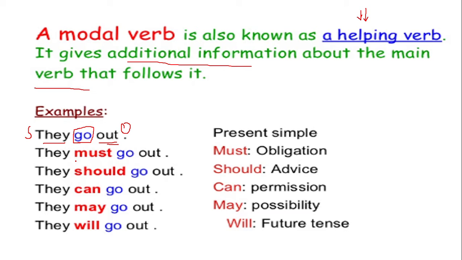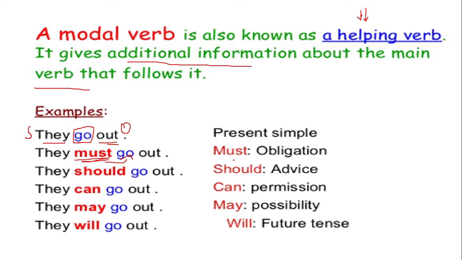Now the word must is putting pressure on the word go. They should go out, they can go out, they may go out, they will go out. All the red ones are the modals, and the blue ones are the verbs.